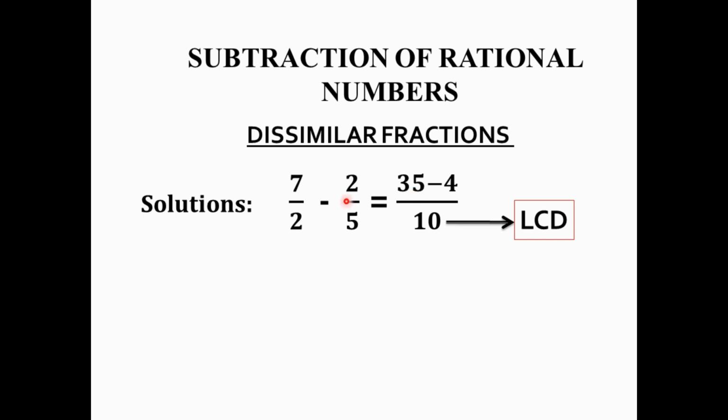Alright, then we will do the same in the second fraction. So 10 divided by 5, that is 2. Then 2 times 2, that is 4. Then we will just copy the operation, which is subtraction. So 35 minus 4, and that is equal to 31 over 10. Then 31 over 10 is improper fraction. This can be transformed into mixed number, and that is equal to 3 and 1 over 10. So this is now the difference after subtracting 7 over 2 minus 2 over 5.